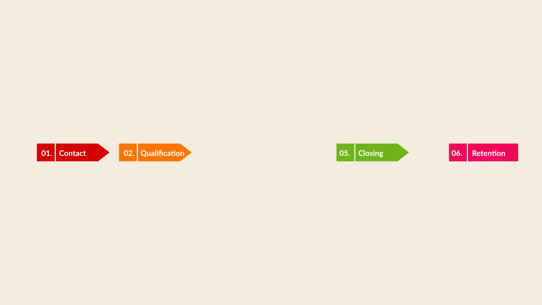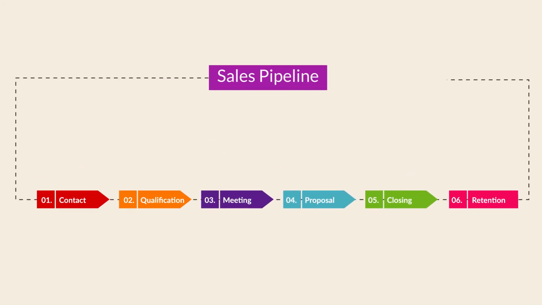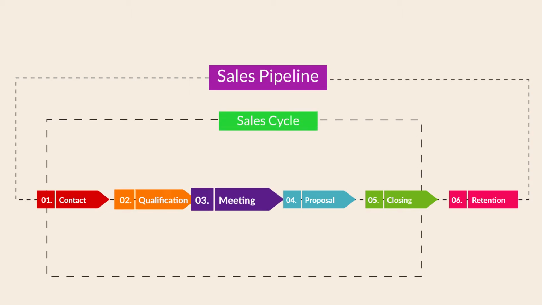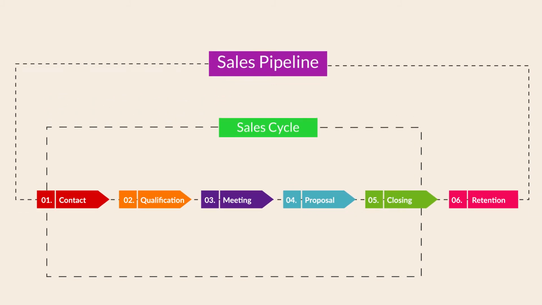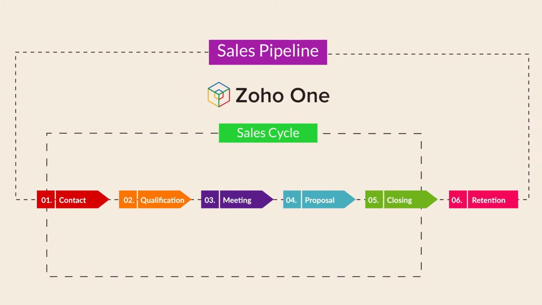Managing your sales pipeline is perhaps the most crucial function of any business. In the case of professional services companies, where the sales cycle is relatively long and has multiple touch points, it is even more important. Let's see how you can manage this process effectively with Zoho.